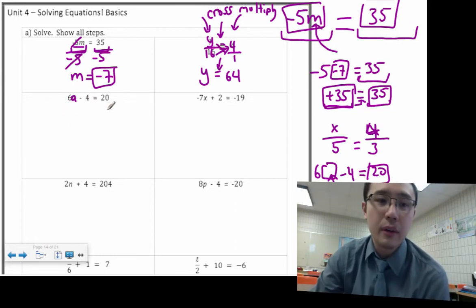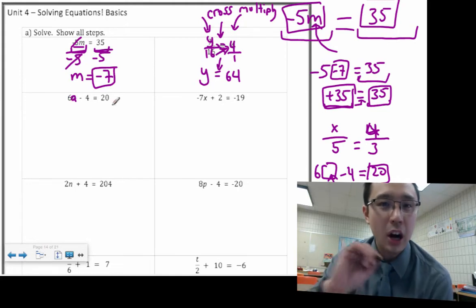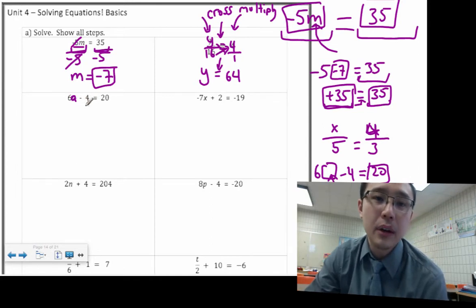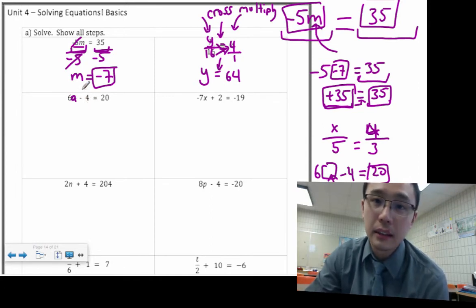To get rid of all this stuff, you want to get rid of the constants first, all the adding and subtracting first. Since there's a minus 4, I'm going to do the opposite to get rid of that on the left side. But what I do to the left side, I have to do to the right side.